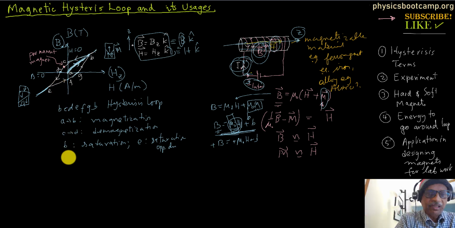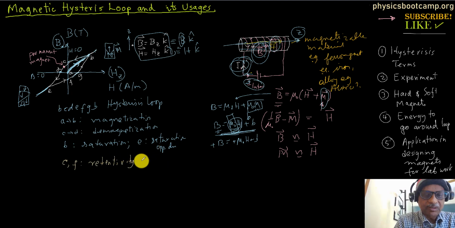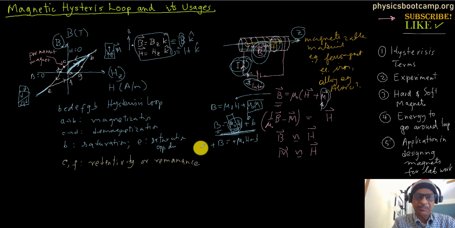Okay, so you have C and F, kind of a similar situation but in the opposite direction. So it somehow is going to retain magnetization, so it's called retentivity. And sometimes it's also called remanence. Just a word for that, because what we have here is H is 0, but B is not 0. That's the point.